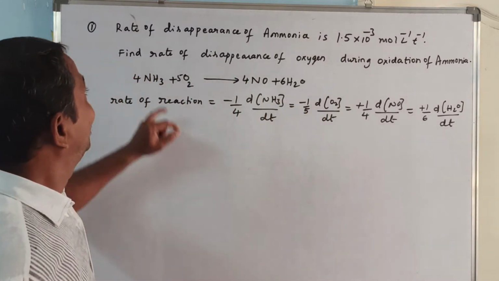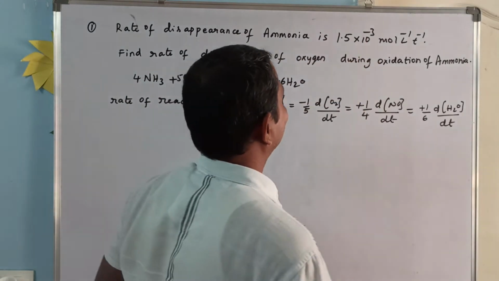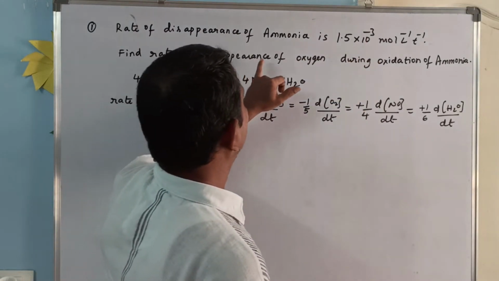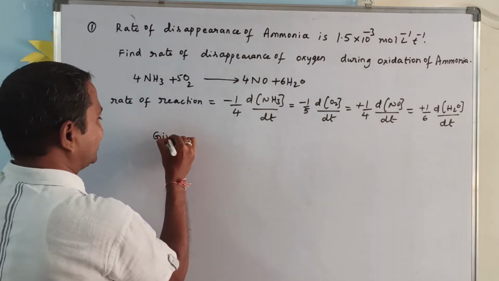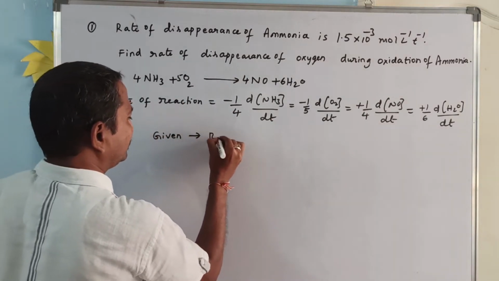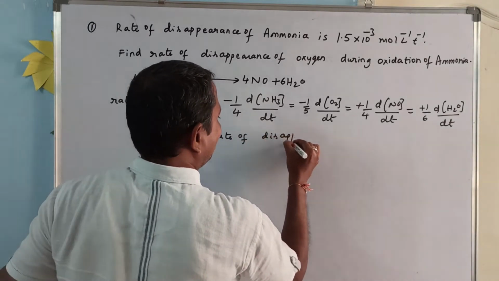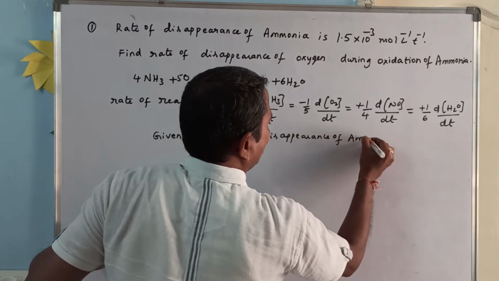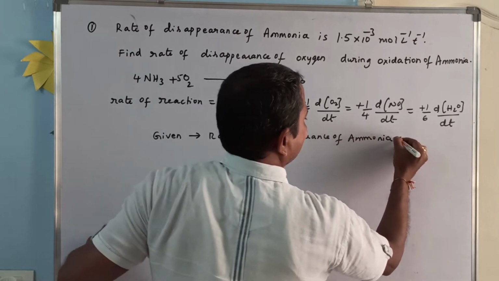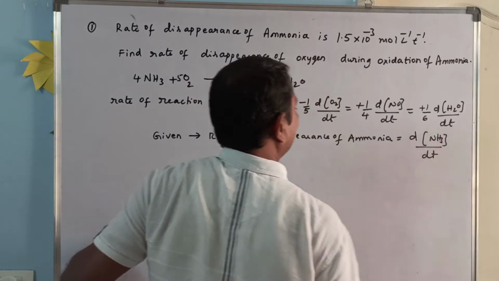Clear all of you? See our problem. The rate of disappearance of ammonia is given. Find the rate of disappearance of oxygen. Given conditions: the rate of disappearance of ammonia, that is nothing but d of NH3 by dt, is given.